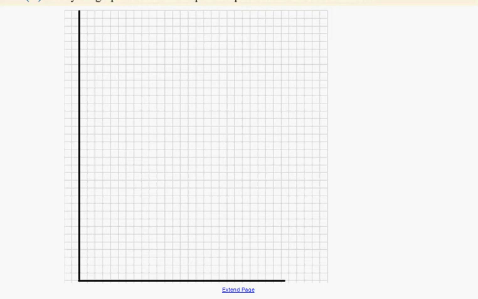Okay, so 0 to 35, right? So let's count up in 5s. 5, 10, 15, 20, 25, 30, 35. I have exactly the right amount of blocks to make this work.